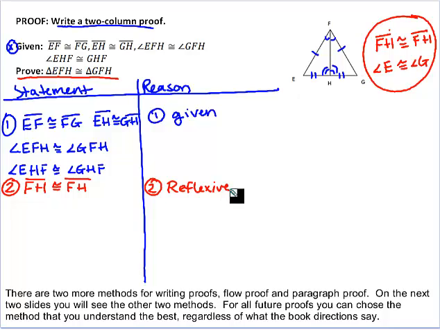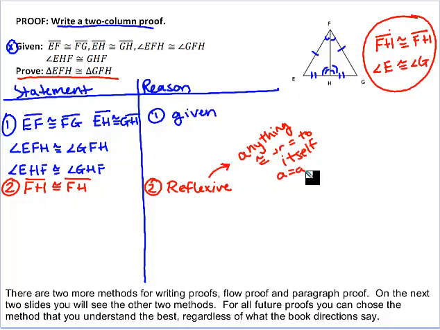Reflexive happens when anything is congruent to itself. Reflexive means anything is congruent or equal to itself. So like A equals A would be reflexive. So side FH is congruent to side FH indicates reflexive.